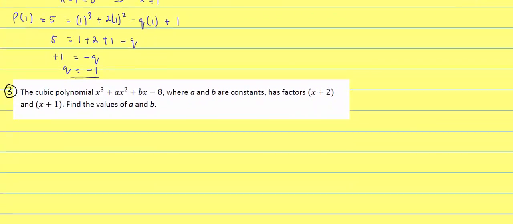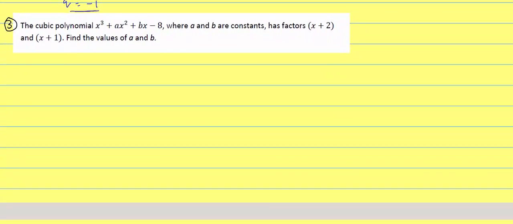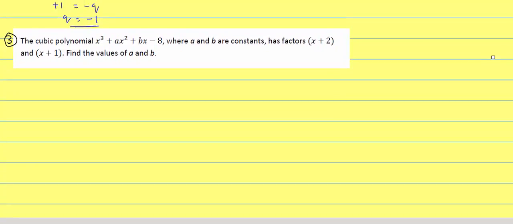Okay, the final question is given here. It says that the cubic polynomial x cubed plus ax squared plus bx minus 8, where a and b are constants, has factors x plus 2 and x plus 1. Find the values of a and b. Now we know that x plus 2 is a factor of this polynomial, so using the factor theorem, I know that if I set x plus 2 equal to 0, it follows that x is going to be equal to negative 2.